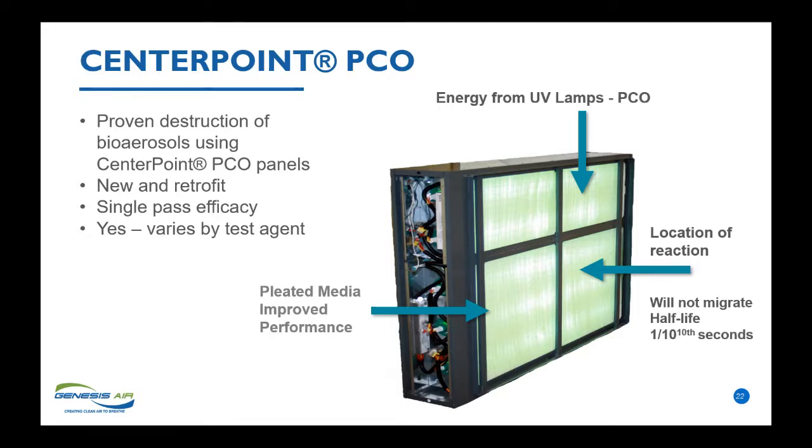Why will these free radicals not migrate? Because of the half-life of what we create, which is a hydroxyl radical. The half-life is 1/10 to the 10th seconds. It will not migrate down the ductwork out into the occupied space where people are.